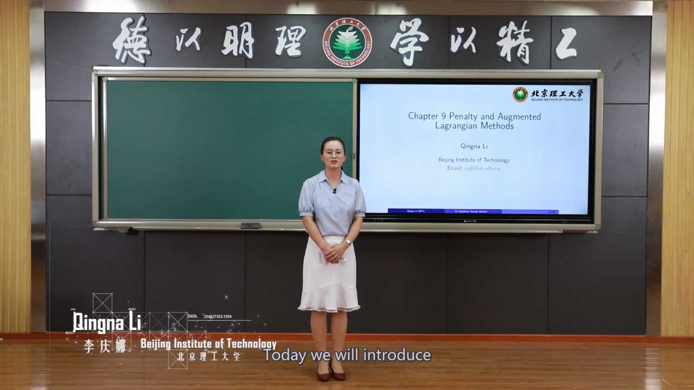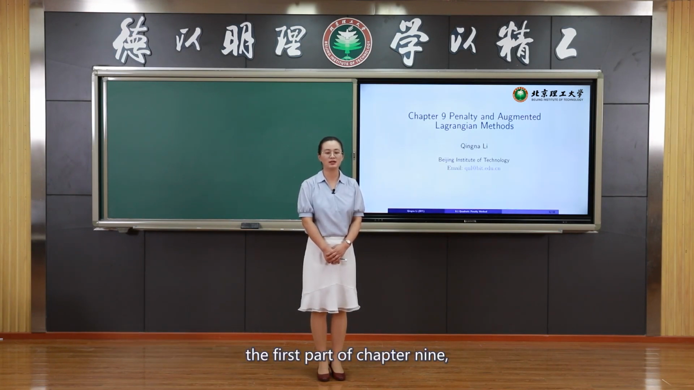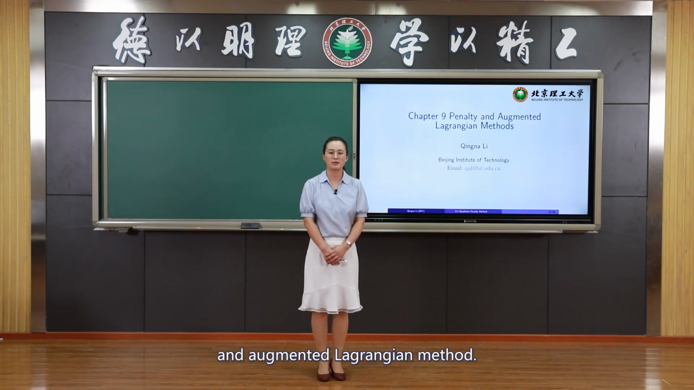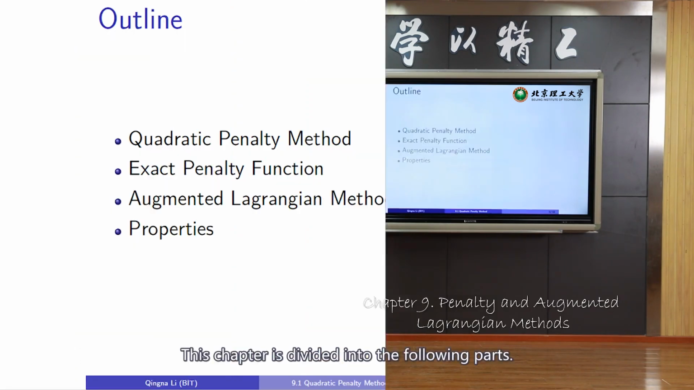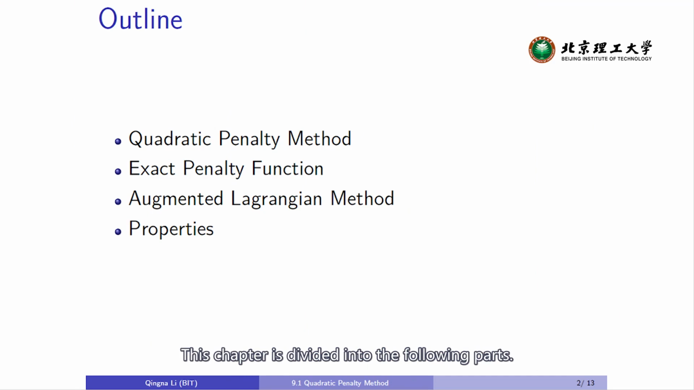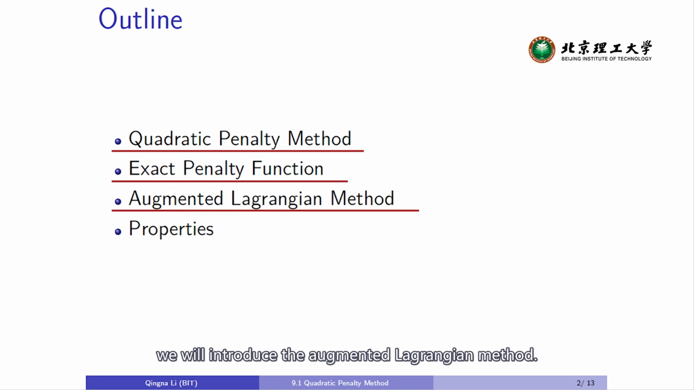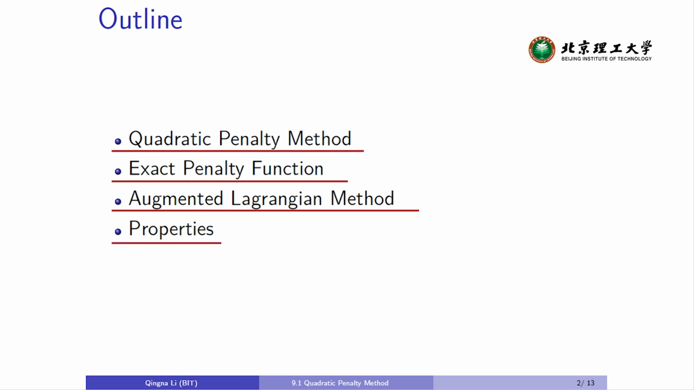Today we will introduce the first part of Chapter 9, the penalty method and augmented Lagrange method. This chapter is divided into the following parts. First, we will introduce the quadratic penalty method and then the exact penalty method. Finally, we will introduce the augmented Lagrange method. If we have time, then we will discuss more properties and applications for the three types of method.